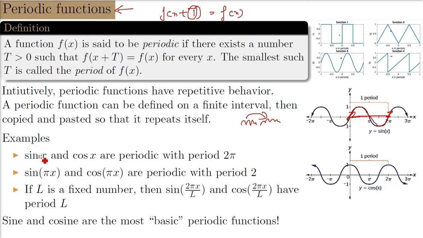Now if I make this pi x, if I take pi from here, the period will be 2. And if L is any fixed number, then for sin and cos with 2 pi x divided by L inside the function, the period will be L. It can be P, it can be L, any letter you can choose. So it is 2L; I'll explain in the example. That period is taken as 2L. So this is a periodic function.